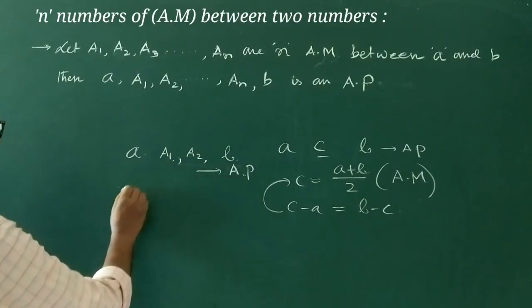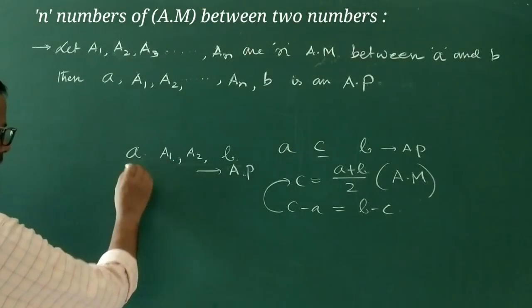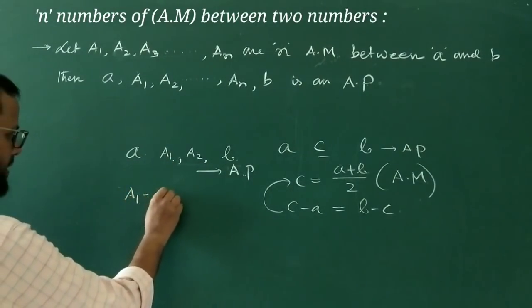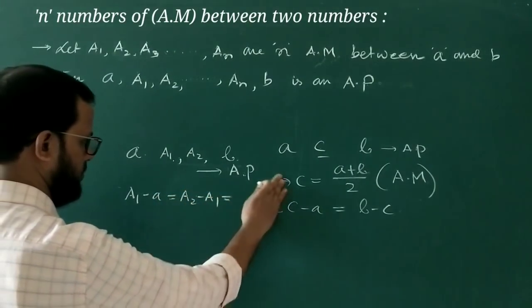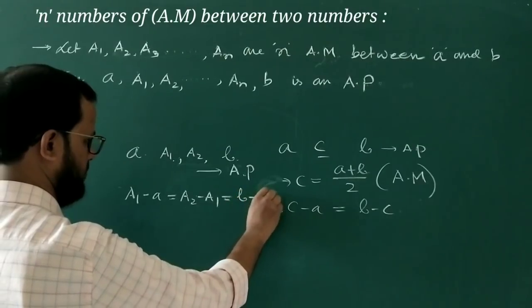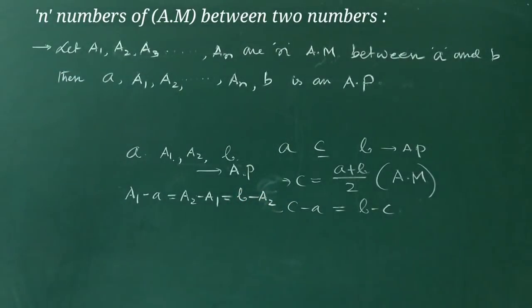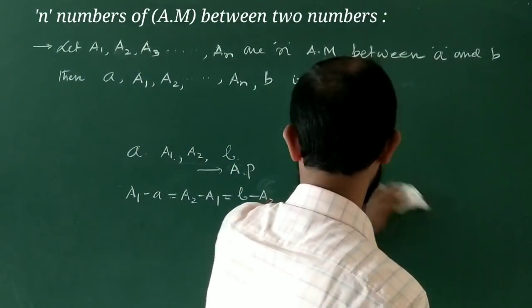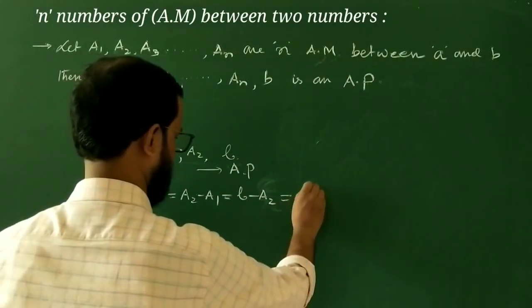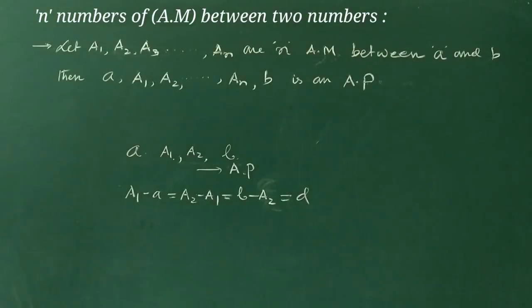You see, the difference A1 minus A equals A2 minus A1 equals B minus A2. That means the common difference should be the same. Because of what? This is equal to your D. Understood? This is your D.